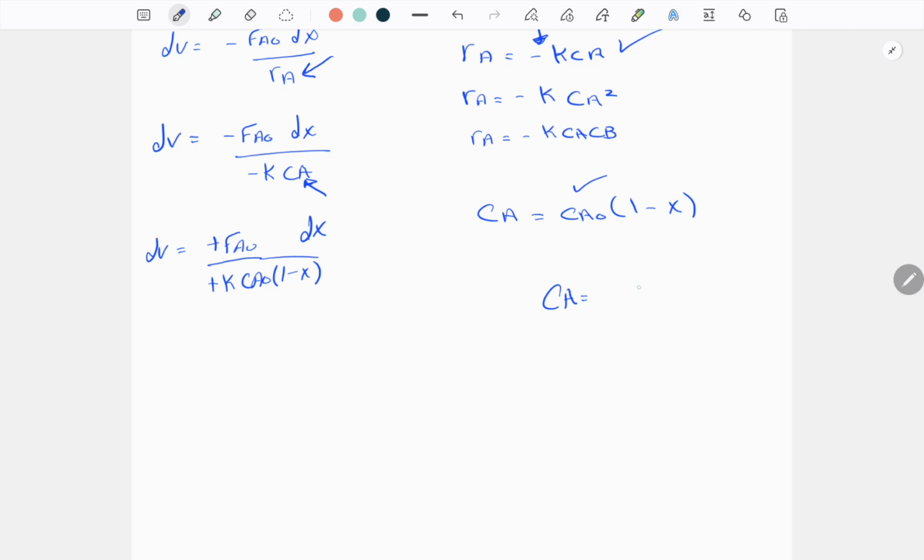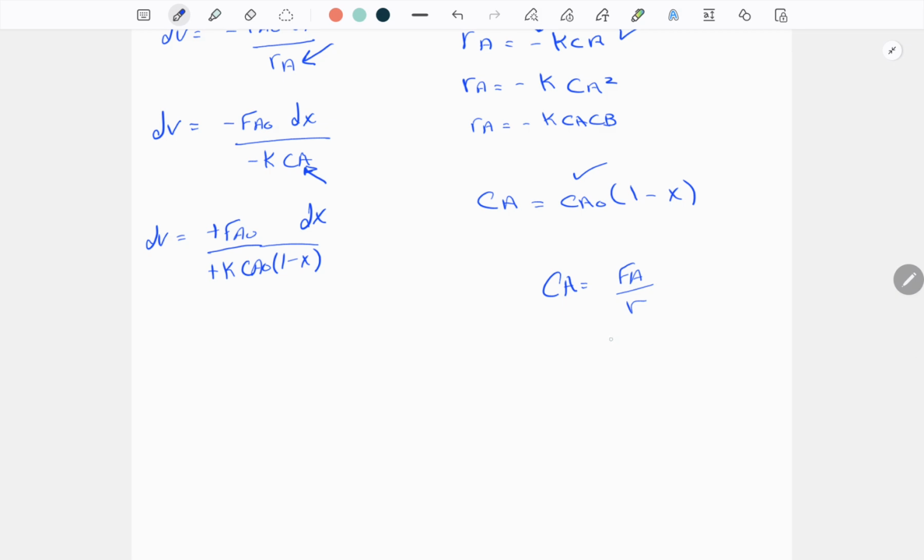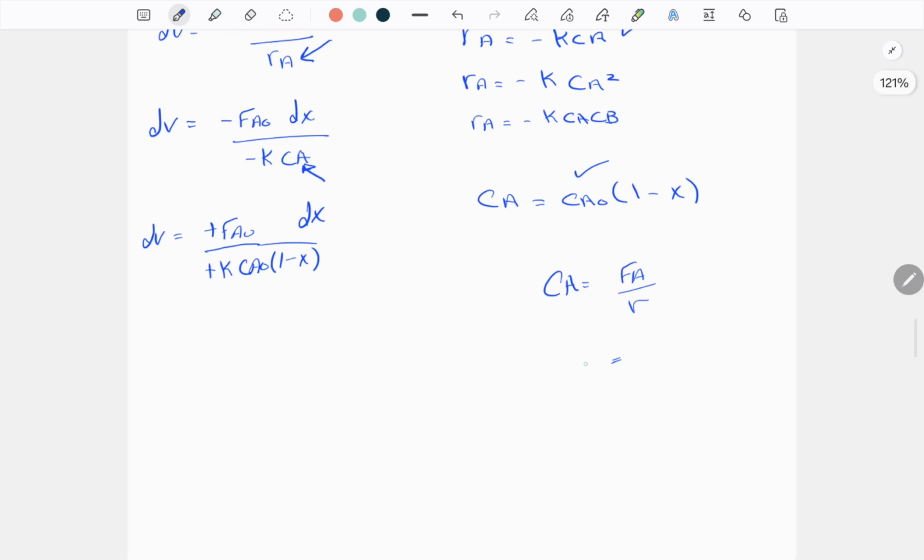Now we know that concentration equals the molar flow rate over the volumetric flow rate. Therefore, the volumetric flow rate, which is small v here because I don't want to get it mixed up with the volume, equals the molar flow rate over the concentration. We can see here that FA naught over CA naught gives you the volumetric flow rate. Therefore, dV equals volumetric flow rate over k. We'll integrate both sides, 1 over 1 minus X dX, from 0 to V, from 0 to X.